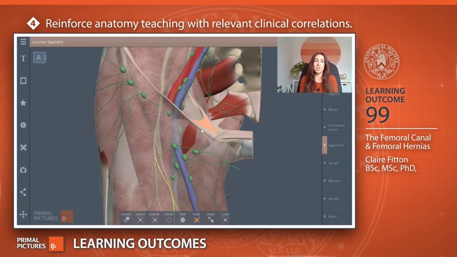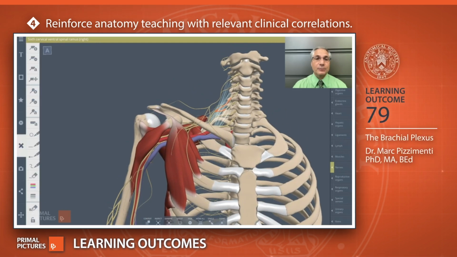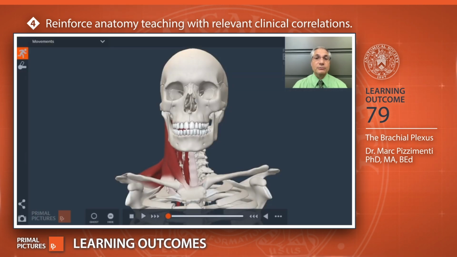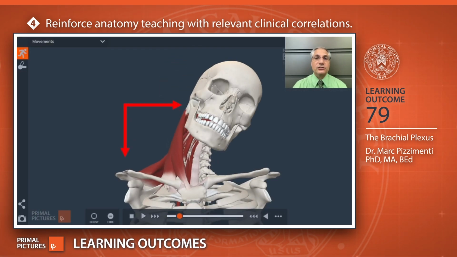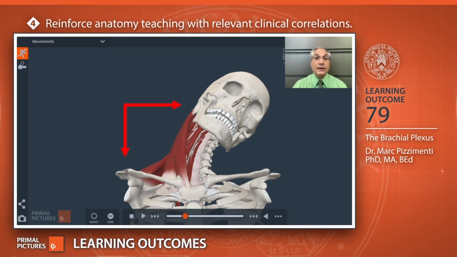For example, an upper brachial plexus injury, also called Erb's palsy, results from traumatic movement of the head into severe lateral flexion. Potential mechanisms of this injury include falling from height and, for newborns, the difficult delivery.